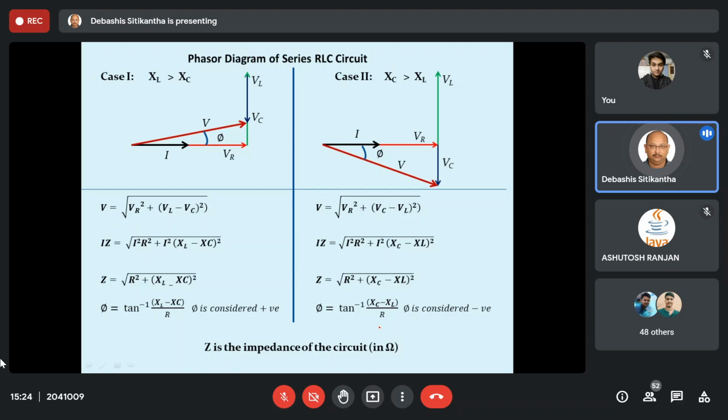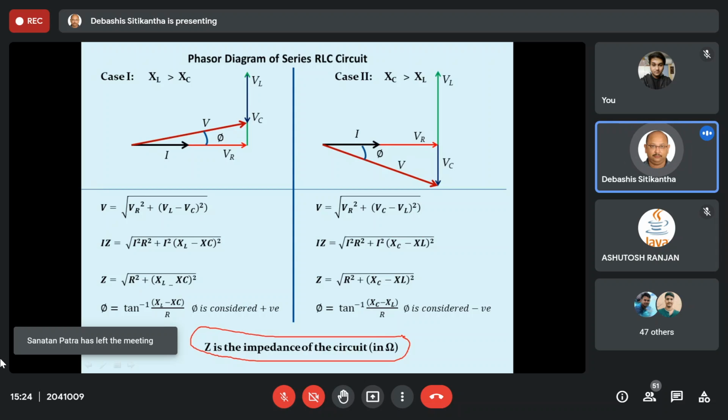So over here, as you can see, I have already defined Z as the impedance of the circuit. Please remember, there are three things: resistance, inductive reactance, capacitive reactance, and the impedance of the circuit. All of them are nothing but opposition offered to the flow of current, and therefore all of them have their unit in ohms. Resistance, inductive reactance, and capacitive reactance are all opposition, but their way of opposing the flow of current is different.